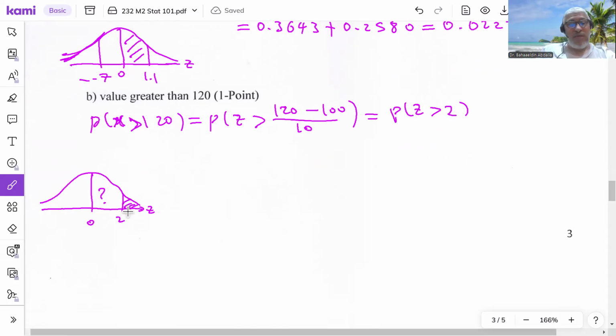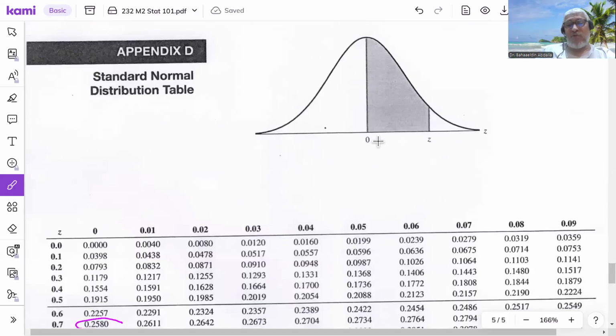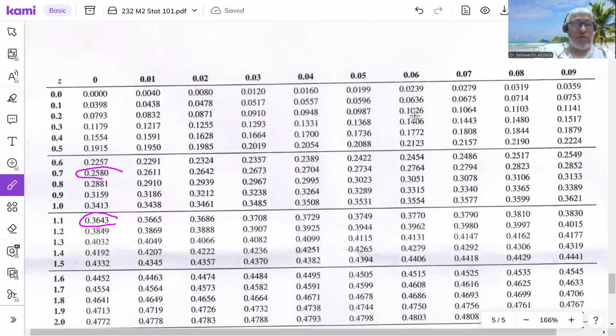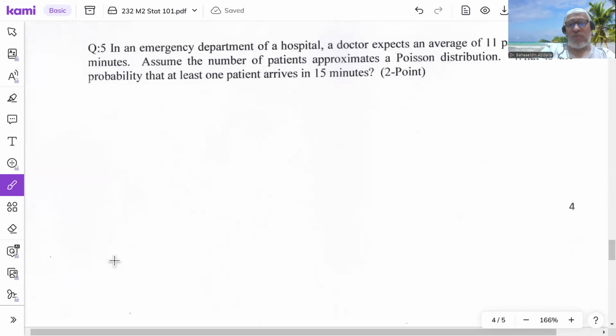So the probability of z greater than 2 would be 0.5, the total probability to the right of 0, minus the probability from 0 to 2. And I can find the probability from 0 to 2 from the table. Because look, from 0 to 2 is given here. So 2, where is 2? This is 2.4772.